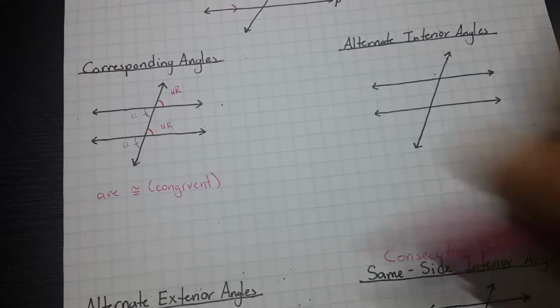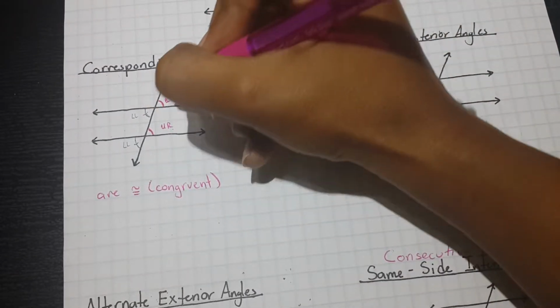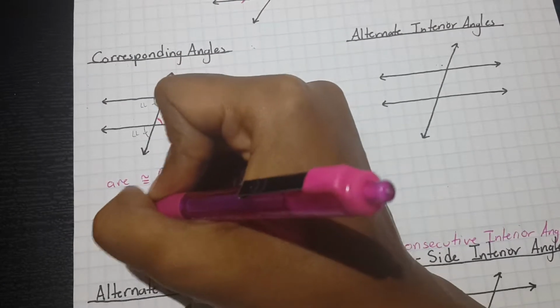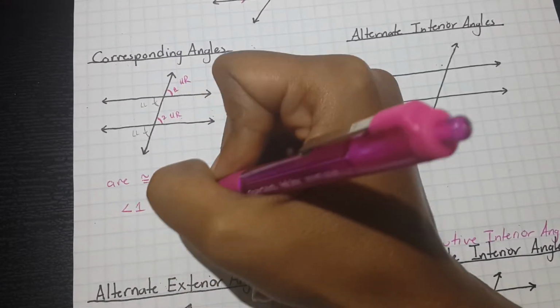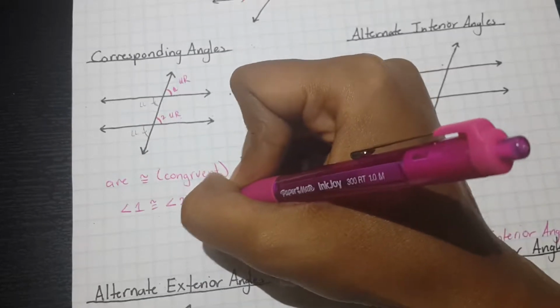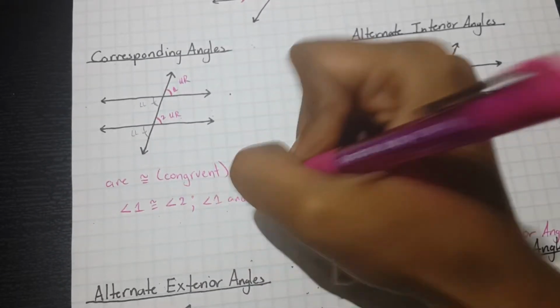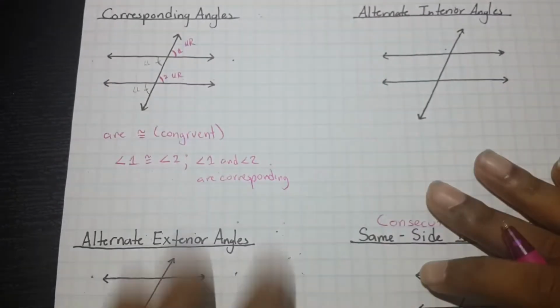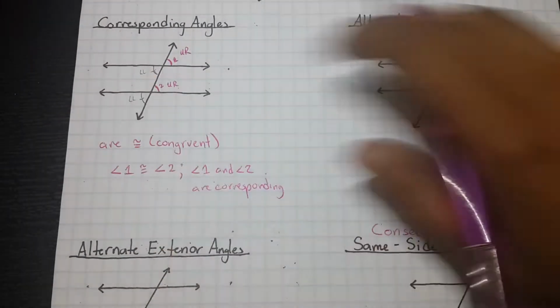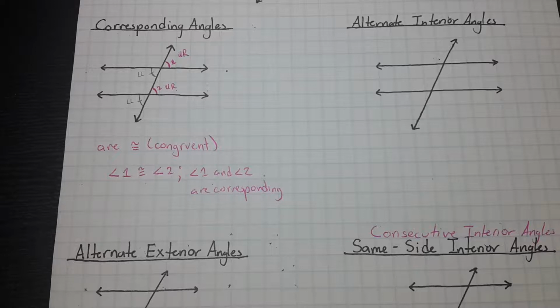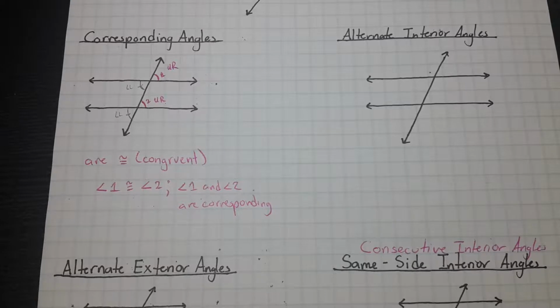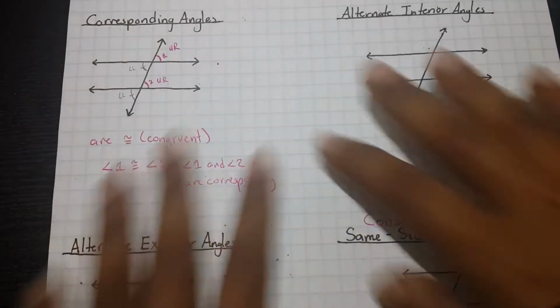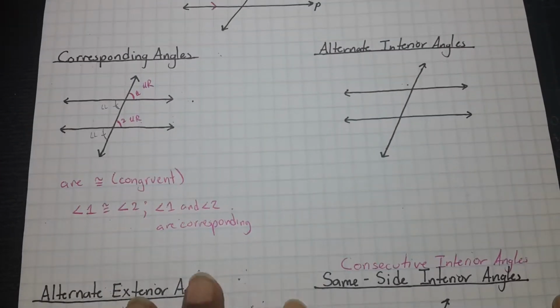Now if I want to write that out, let's say I call this angle 1 and this angle 2, I can say angle 1 is congruent to angle 2, and I can also say that angle 1 and angle 2 are corresponding. And I want to elaborate that knowing these angle properties is very helpful when you deal with properties of quadrilaterals and also proofs. Just like with vertical angles, when two lines intersect, you always have a pair of congruent angles. When you have parallel lines and a transversal, you're always going to get one of these four properties. Alright, let's move on to the next one.